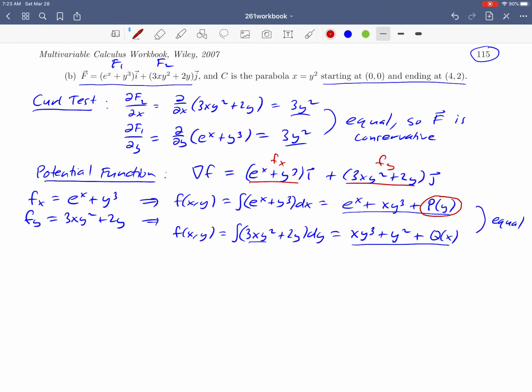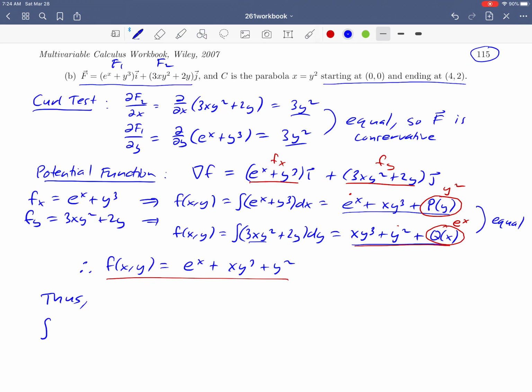So the question is, what would p of y and q of x be? What would they need to be so that these are equal? Well, for p of y, we're asking, what do you see down below here that you don't see up above? What I notice is there's a y squared. So we'll make p of y equal to y squared so that we've got those two terms matching. And then for q of x, there's an e to the x up here that's not down below. So we can balance the two equations by making q of x equal to e to the x. And notice if we do those two things, then both lines will agree, and we wind up with a potential function that looks like e to the x plus xy cubed plus y squared.